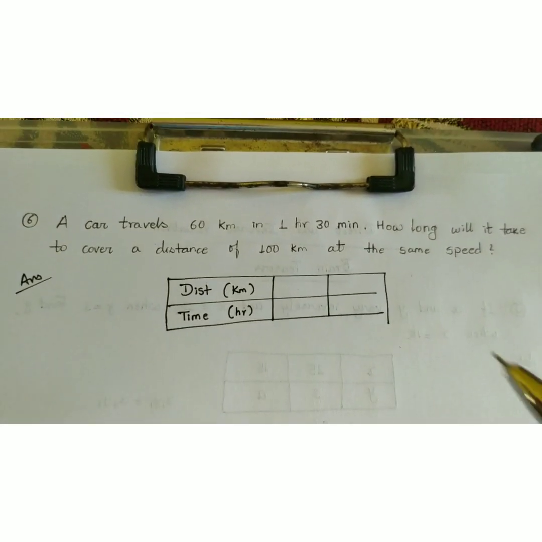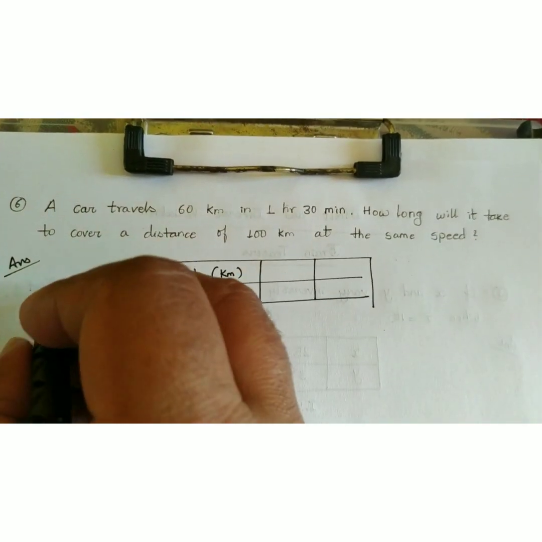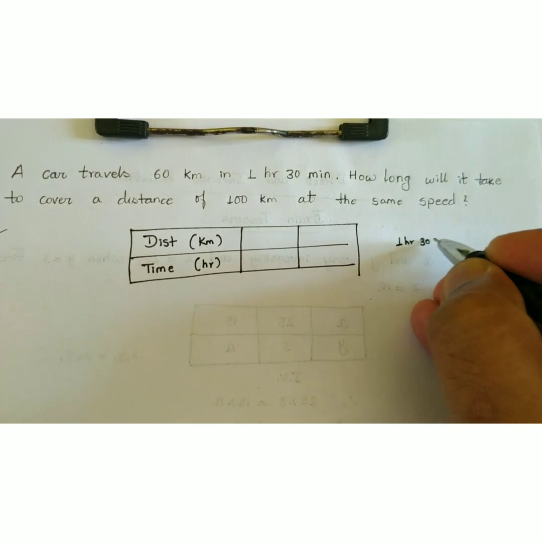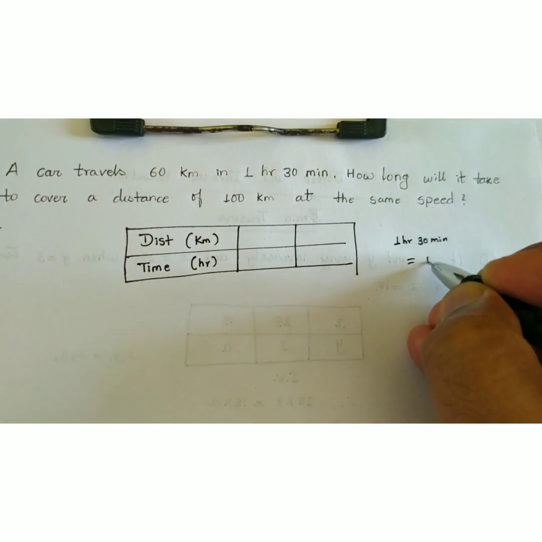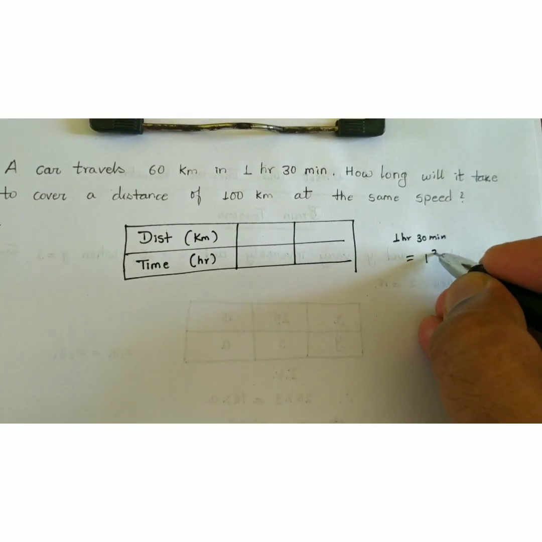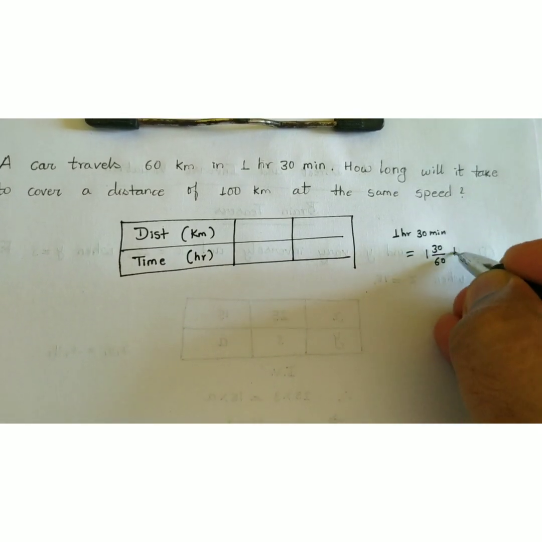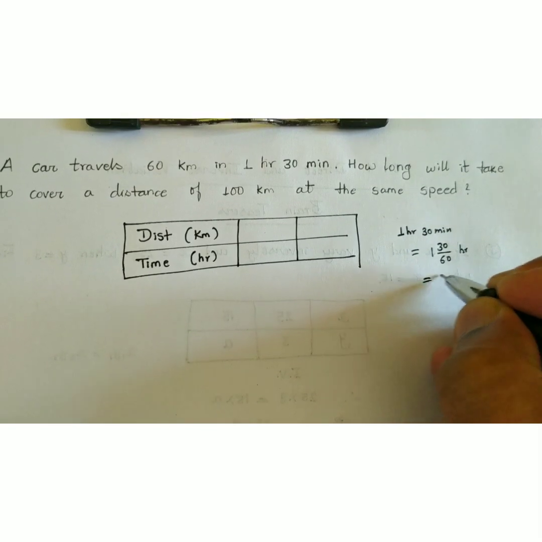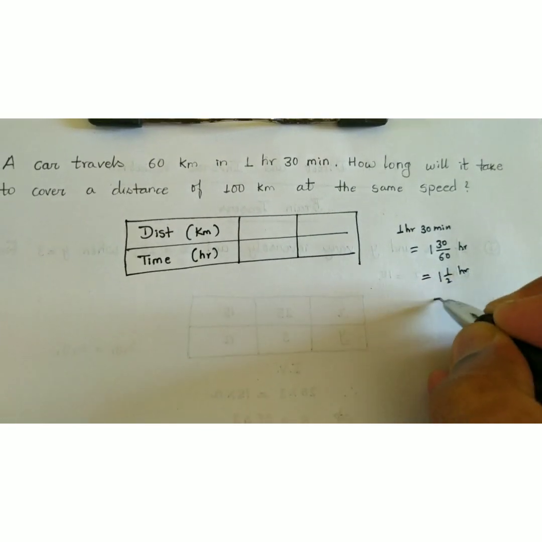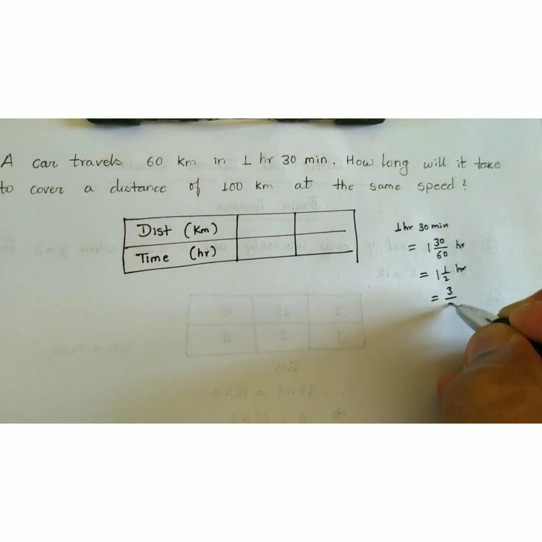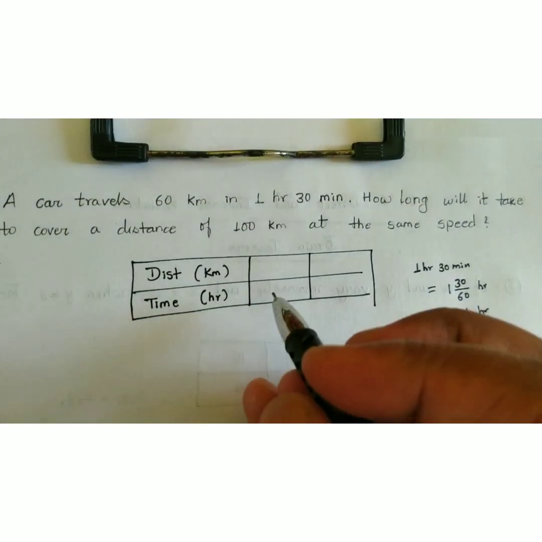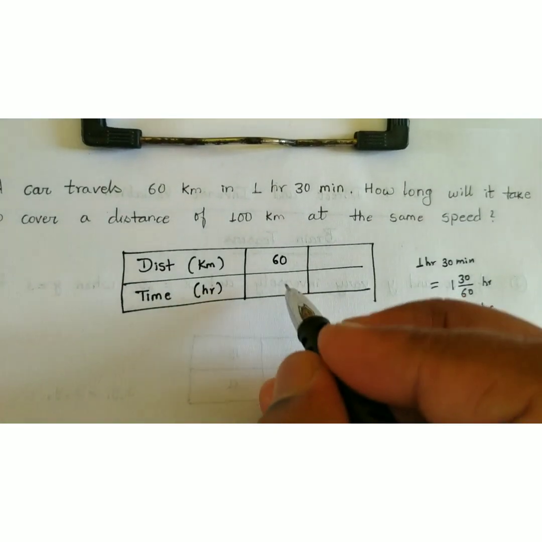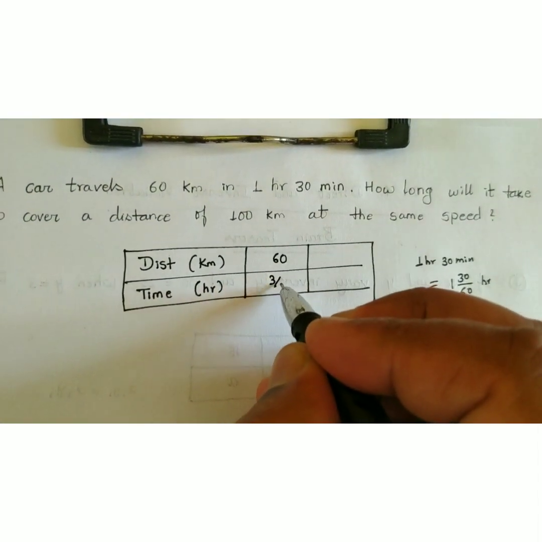Now first of all, 1 hour 30 minutes. 1 hour 30 minutes means 1 whole 30 by 60 hour. 30 minutes can be written as 30 by 60 hour, or 1 by 2 hour, so 1 and 1 by 2, or 3 by 2 hour. Now the distance is 60 and the time taken is 3 by 2.